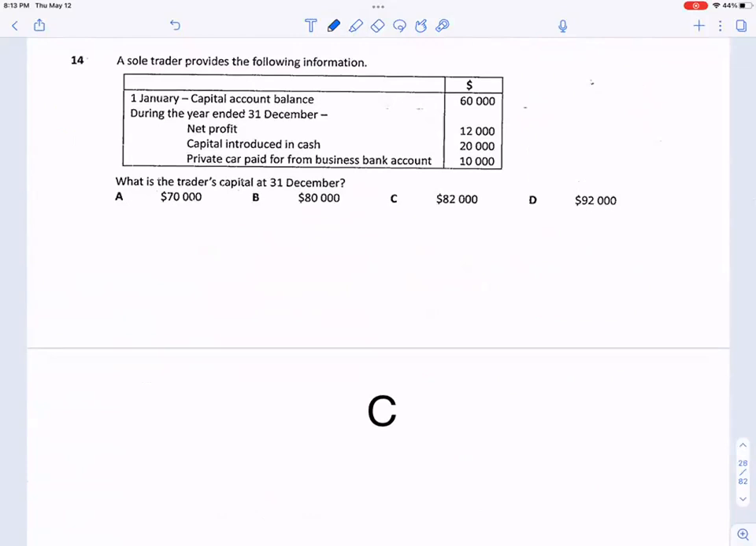Find the trader's capital on the last date. Last date means opening capital or closing capital? Closing. They want the closing capital.